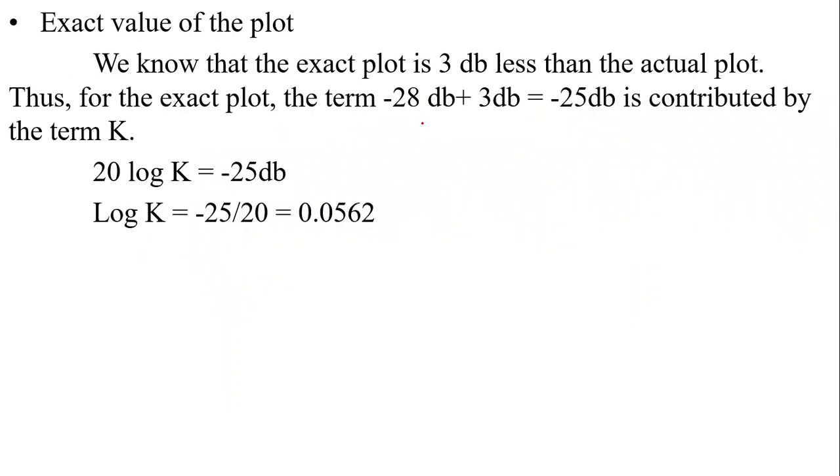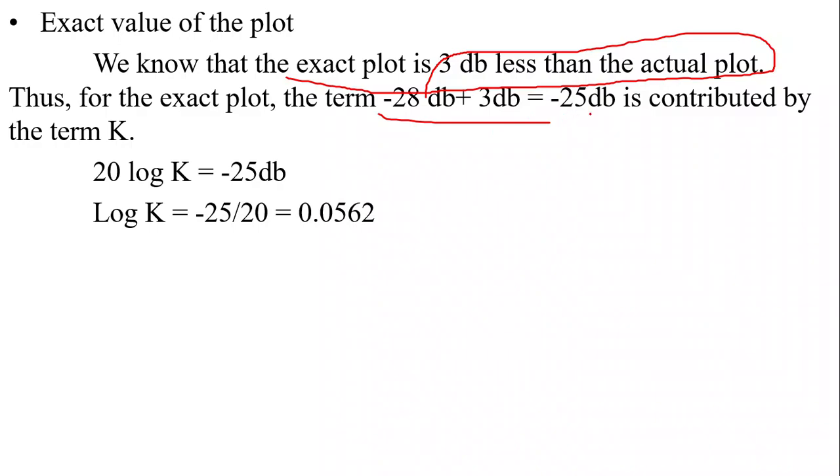Next we are going to see the exact plot. In the semi-log representation we just plotted the approximated value of the Bode plot. Now we have to find the exact value of the plot. We know that the exact plot is 3 dB less than the actual plot. So for the actual plot the term becomes minus 28, which we obtained in our graph, plus 3 dB, so we get a value of minus 25 dB.